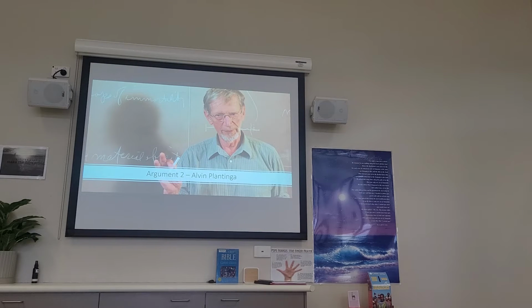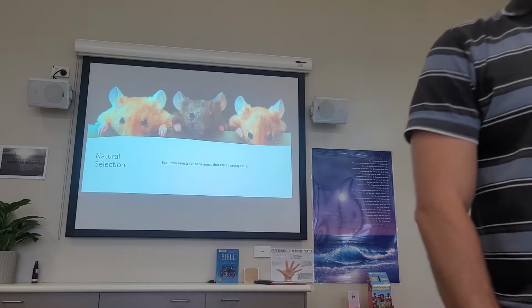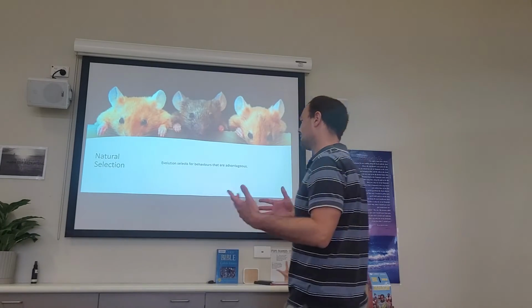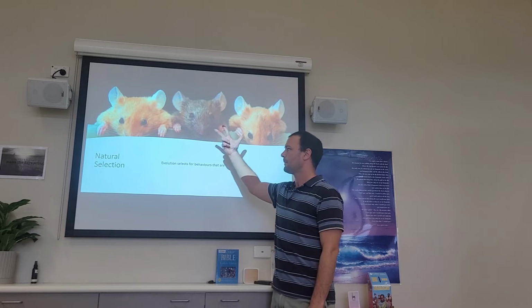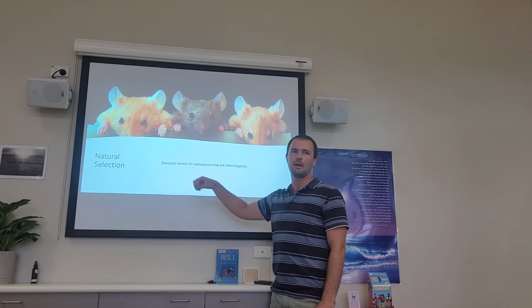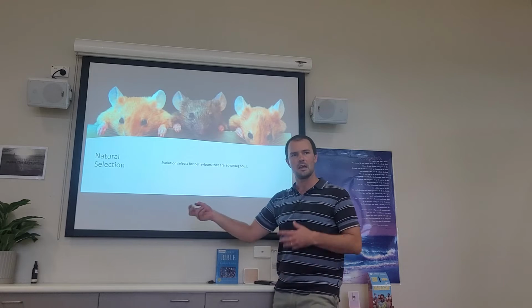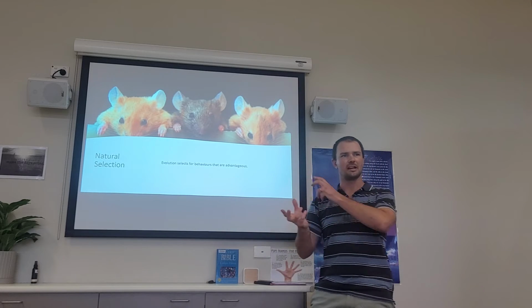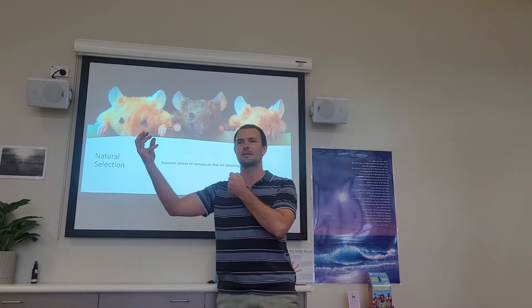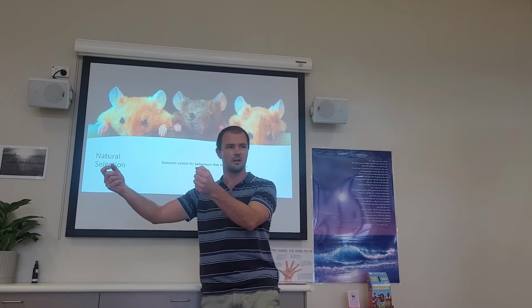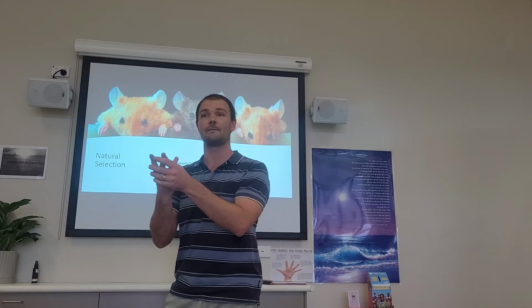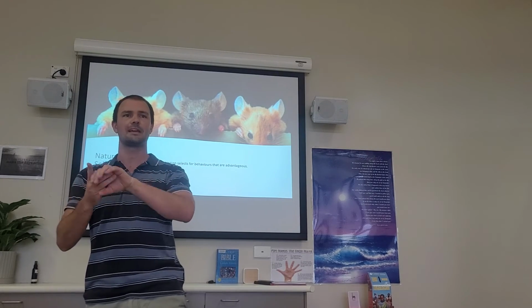The second argument is by a fellow called Alvin Plantinga, and it's pretty similar, but I think it's substantially different. That's why I will present it. We've mentioned natural selection a fair bit. Beautiful theory. We have 3 mice. One of them's a little bit faster than the other. A snake comes along. It's going to eat the slower 2. The faster one's going to survive because it's faster. It's going to have kids. It has another 3 kids.